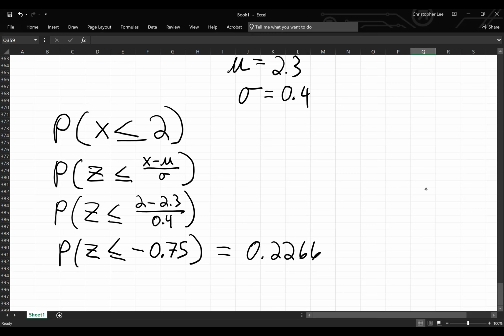Negative 0.7. Oh, we go to 0.7, right? So that's 0.2296, is it that? 2296 or 66? Oh, 66, my bad, guys, I wear glasses. It's 2266. So equals 0.2266, and that's the answer? Yeah. That's all you wanted?